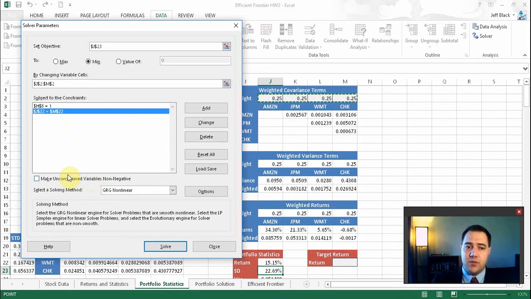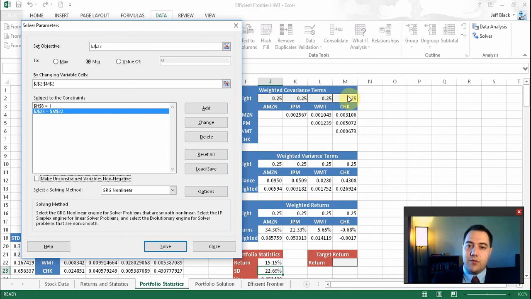There's one other option we can do here, and we can either click this box to make the weights positive or unclick it to allow them to be negative. The way we can interpret this in this setting is that if we have the box unchecked, it means that we can use short selling. Particularly in the case of Chesapeake, you'll see that we have a negative expected return. So it makes sense to short sell Chesapeake.